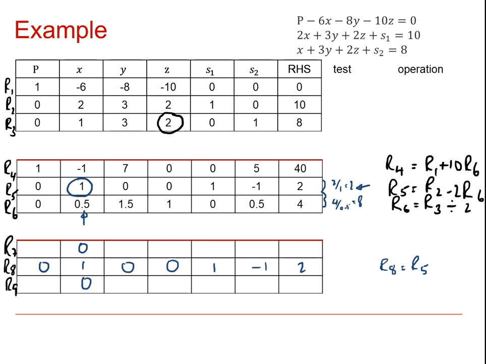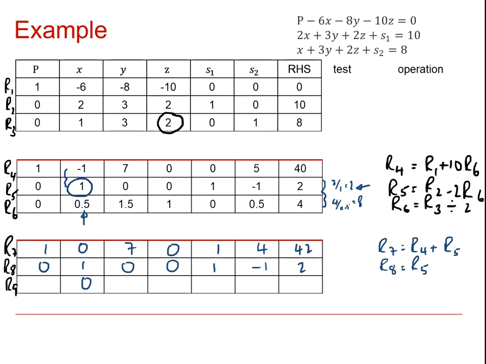Because row 8 and row 5 are the same, we can actually use row 5 quite easily and see that we need to add row 4 and 5 together to produce a 0 in the first element of that column. So doing that produces 1, 0, 7, 0, 1, 4 and 42. So that was simply taking row 7 to be equal to row 4 plus either row 5 or row 8, it doesn't matter.